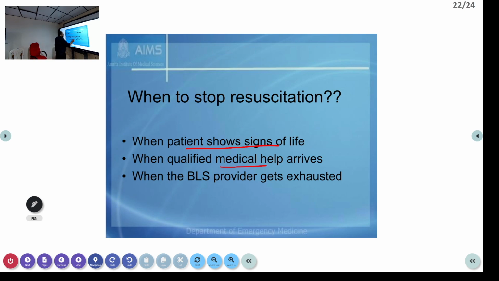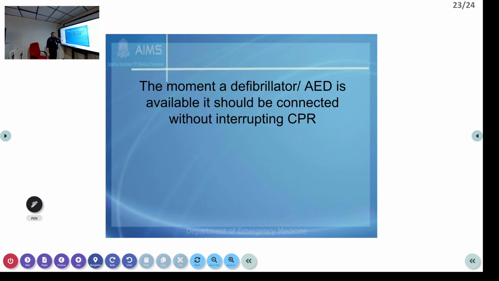Or when qualified medical help arrives, a different team that you can hand over to, you can think of stopping the CPR. And when the BLS provider gets exhausted, but that is very unlikely in our scenario. But this is what you need to do when we have a patient with cardiac arrest.